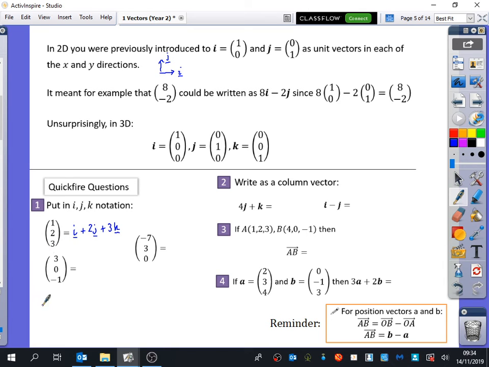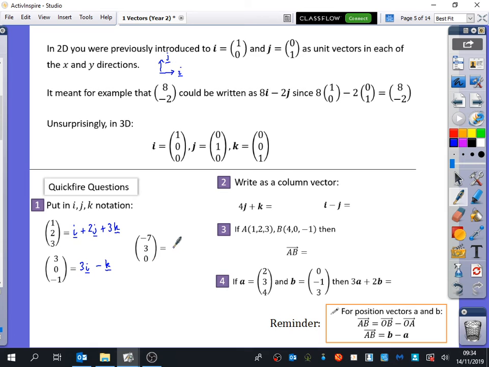So then, Ismail, what do you think this one at the bottom is here, the (3, 0, -1)? Yep. Good. I'm actually just going to write 3i minus k. You need to be aware that if something isn't mentioned, you need to put that as a 0 quantity there.